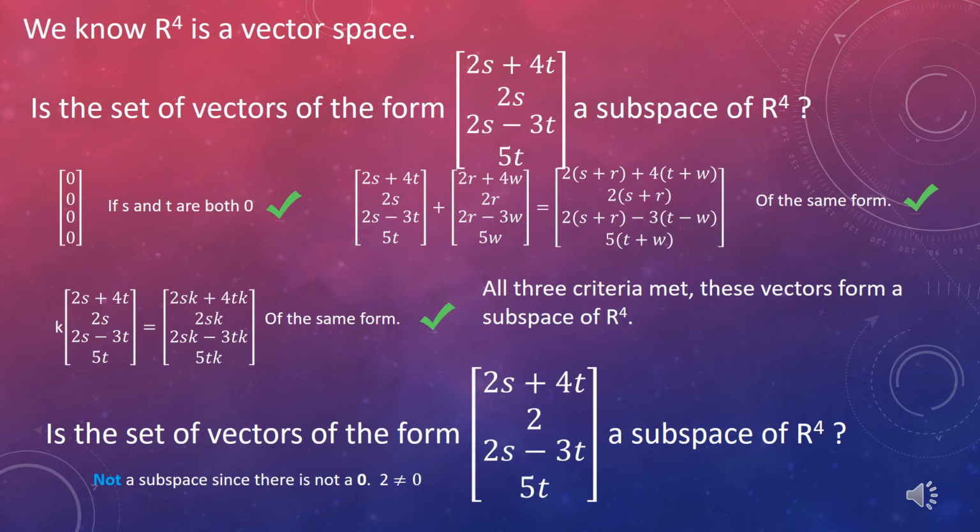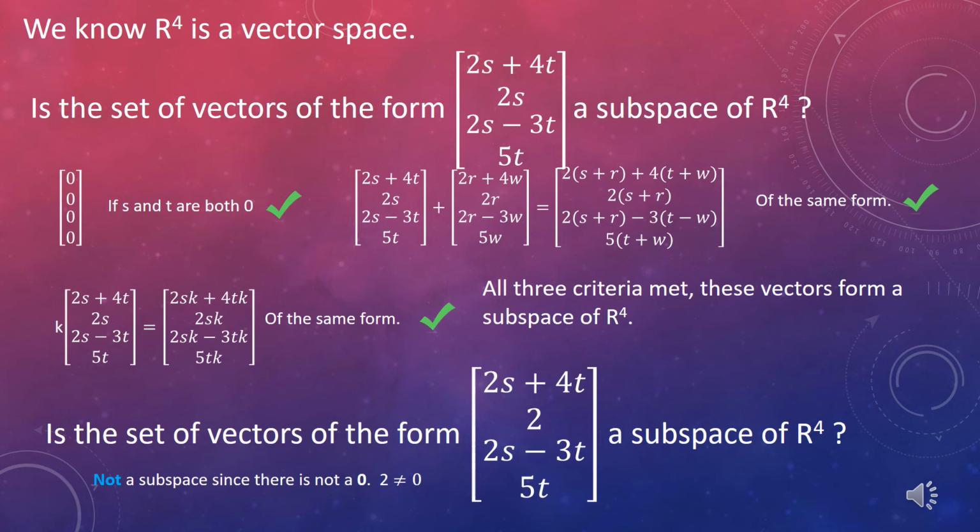So just by the way, when you're making something up or you're reading something and the exact same variables are used, it means that they're within the same conversation. So I'm listing the vector here, 2s plus 4t and then 2s. The s's are assumed to be the same.